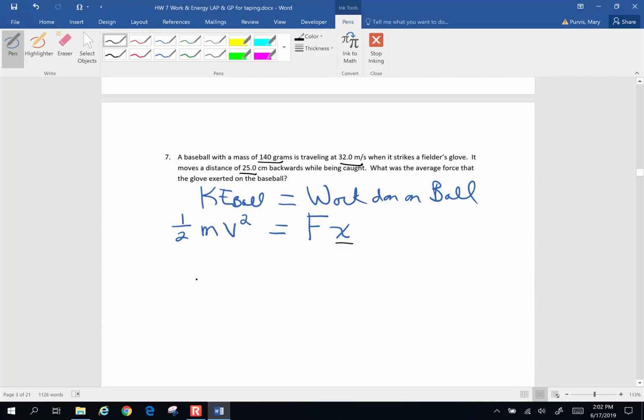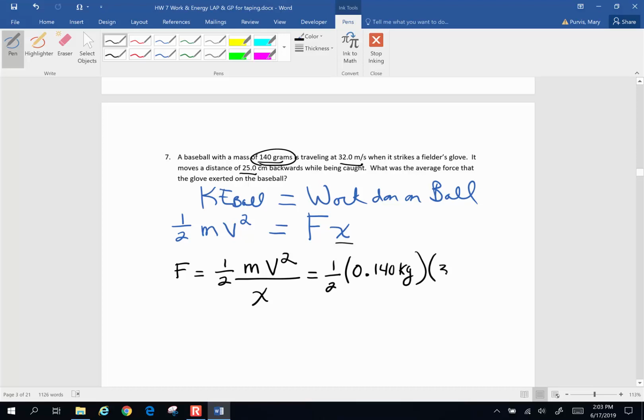So let's solve for force. So force is going to be equal to 1/2 mass velocity squared, and this whole thing divided by displacement. So 1/2 mass of the ball is 140 grams. We're going to convert that to kilograms, 0.140 kilograms.